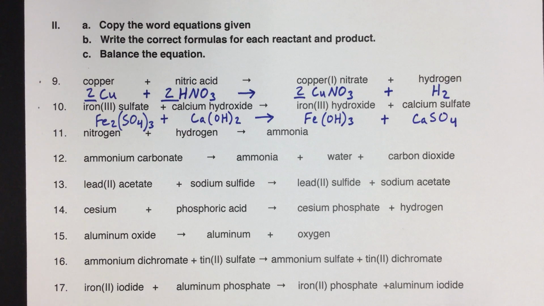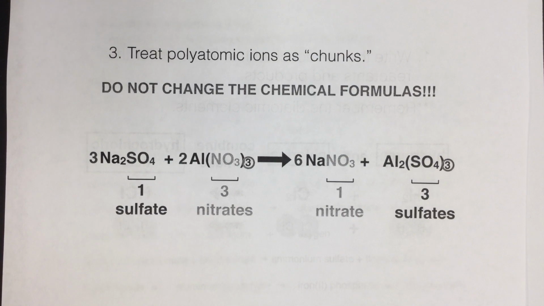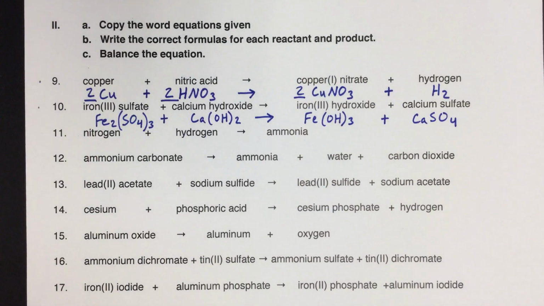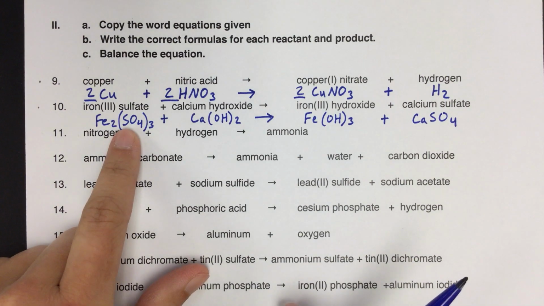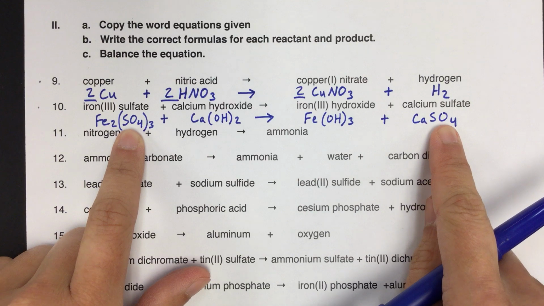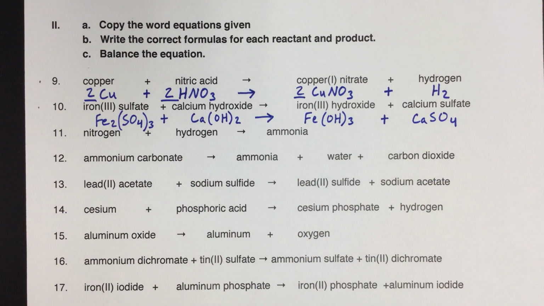So again, we're going to think about this hint. Treat polyatomic ions as chunks. This is really going to help you out here. Notice when the ions are sticking together. So SO4, that's sulfate, it's still over here, SO4 sulfate. Hydroxide, hydroxide. So treat these as a chunk when you're balancing. Now, once we have the correct formulas, we're going to go through and balance one at a time and see where this takes us.